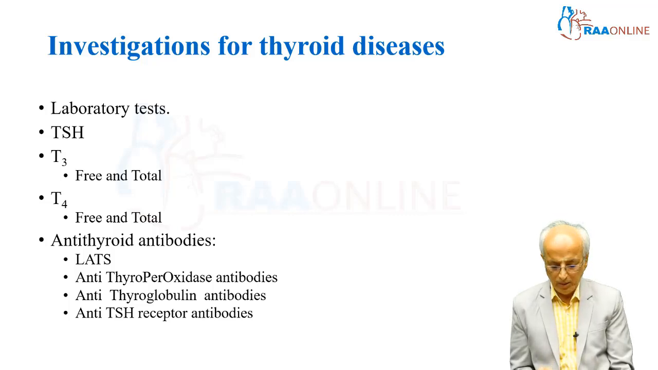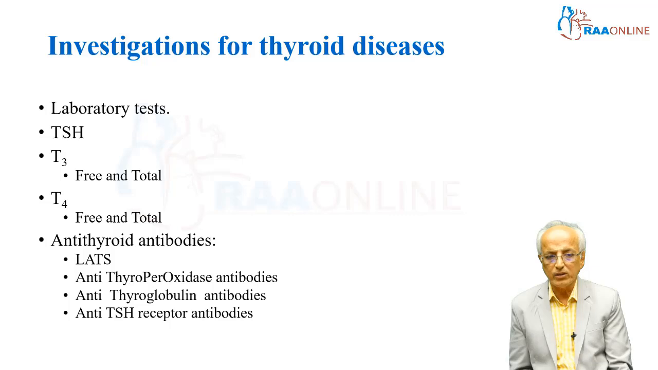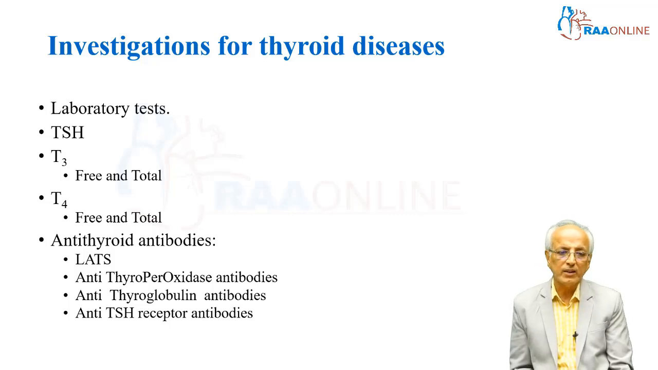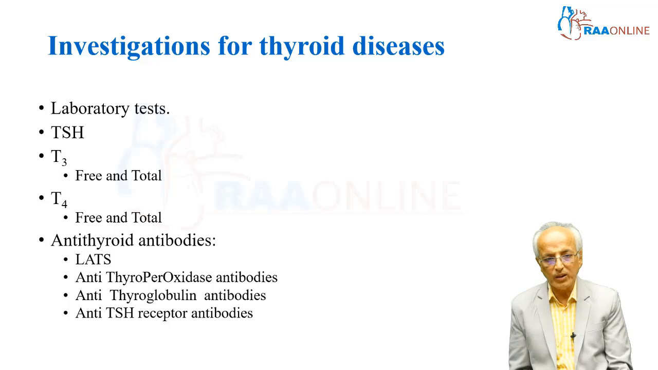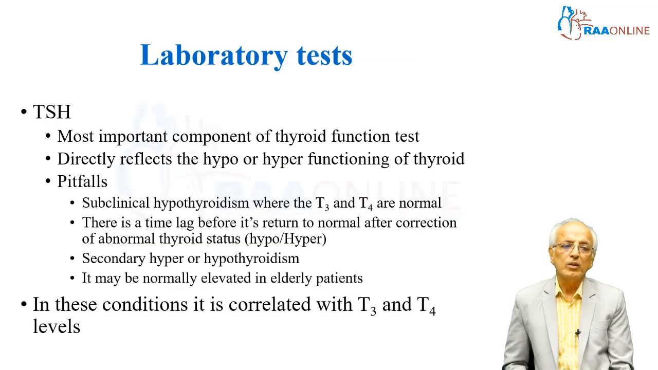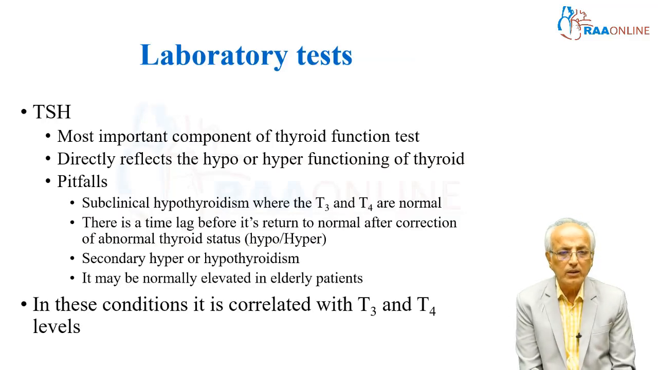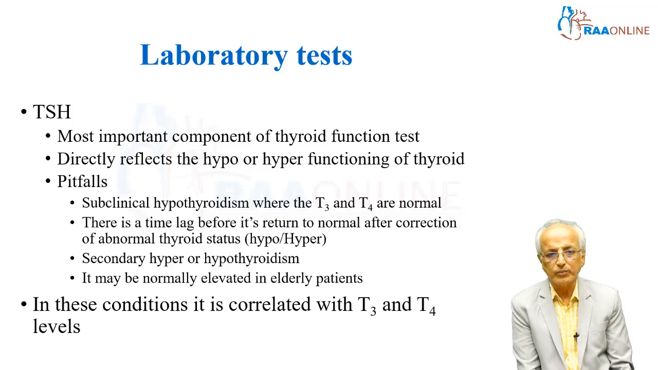The second important group is anti-thyroid antibodies, which includes long-acting thyroid stimulator, anti-thyroperoxidase antibodies, anti-thyroglobulin antibodies, anti-TSH receptor antibodies, and to a certain extent we can include serum calcitonin also. We will discuss the whole topic in detail now.